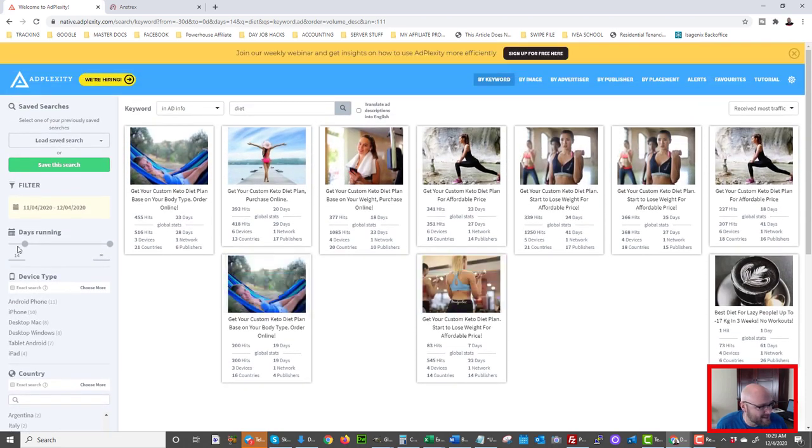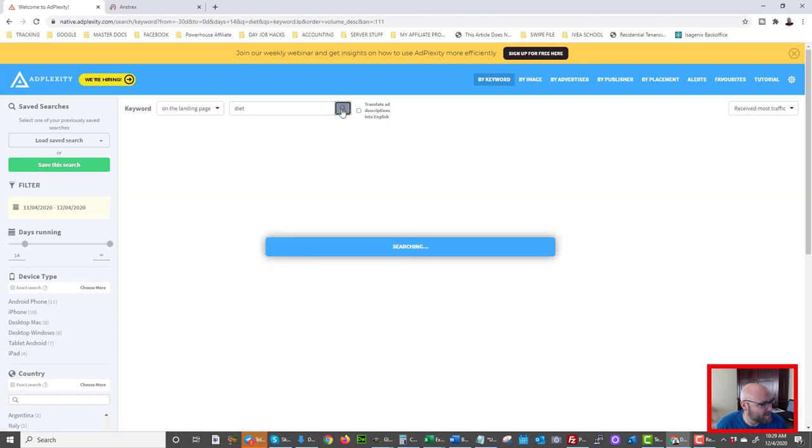Something that's been running 14 days in the last 30 days. But you can see the keto diet plan seems to be the winner here. We also have keto, yeah. So it's pretty much the keto diet plan. And if I select landing page here, maybe I'll get more options.